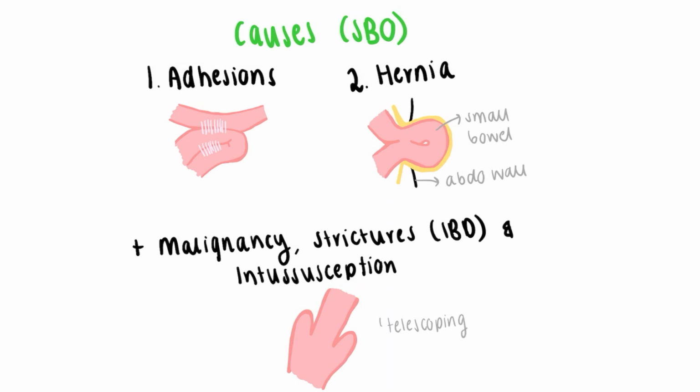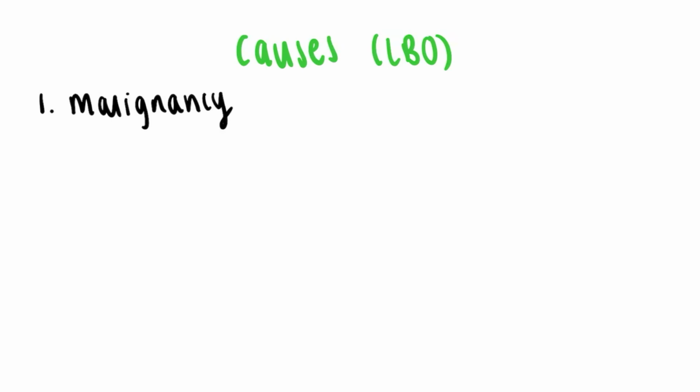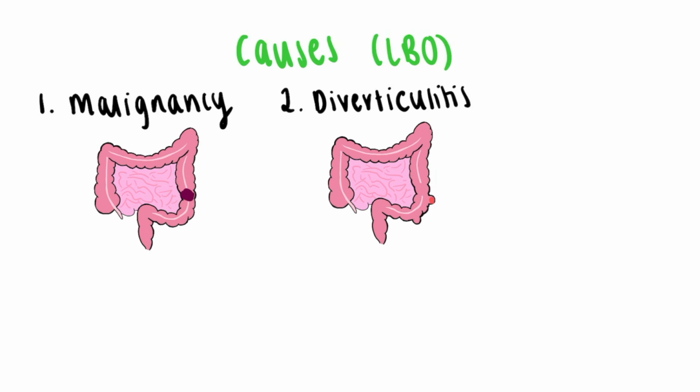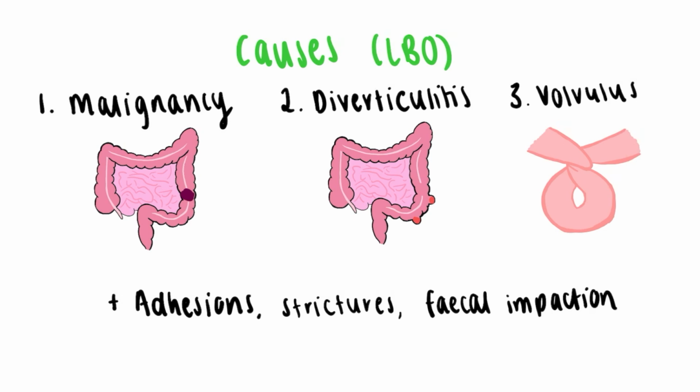This is very rare in adults, and when it occurs, it is typically due to an underlying condition such as a polyp, malignancy, or adhesions. Large bowel obstructions, on the other hand, are most commonly a result of a malignancy. The second most common cause is diverticulitis, where outpouchings of colonic mucosa become inflamed. Other causes include a volvulus, which is when the bowel and its supporting mesentery, the peritoneum attaching the bowel to the posterior abdominal wall, twists around itself. Adhesions, strictures, and fecal impaction can also cause a large bowel obstruction.